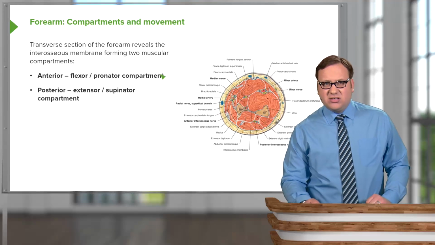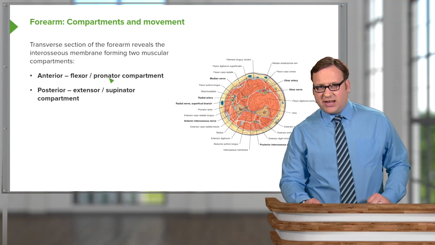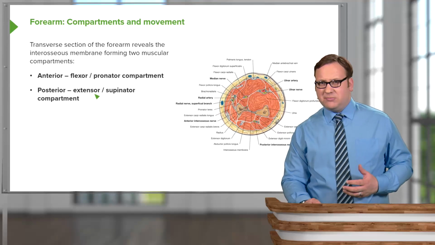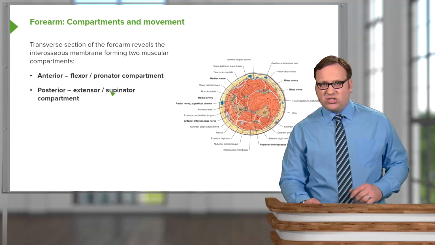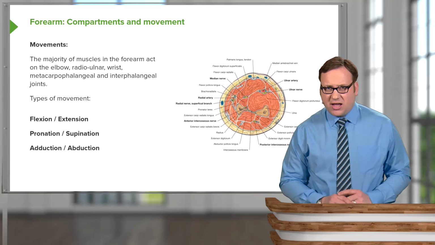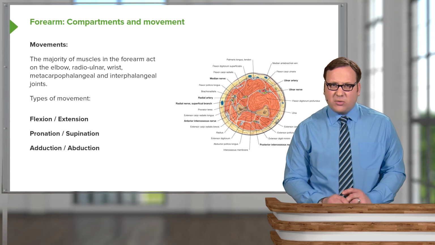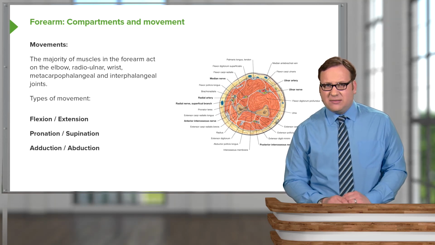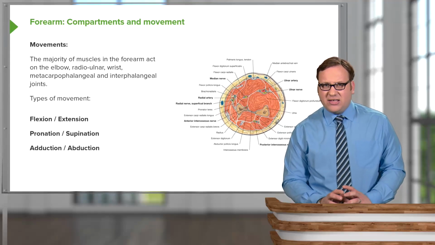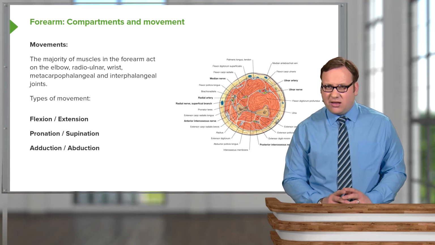The anterior compartment contains muscles that are ultimately going to flex the wrist. They're also associated with pronation of the forearm. The posterior compartment contains muscles that are principally going to extend the wrist and also supinate the forearm. But there's also some other movements that can occur. And whilst the majority of the muscles in the forearm act on the elbow, they also act on the radioulnar, the wrist, metacarpophalangeal, and interphalangeal joints. And at these joints, there can be a whole series of movements created by the muscles within the forearm.